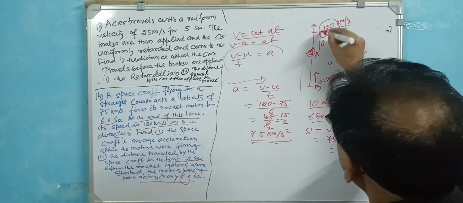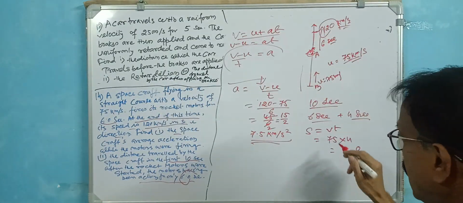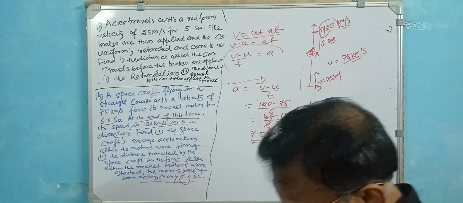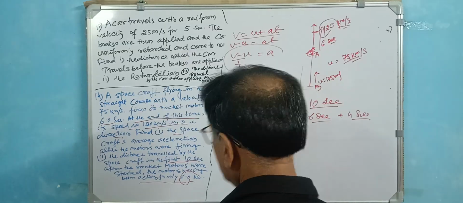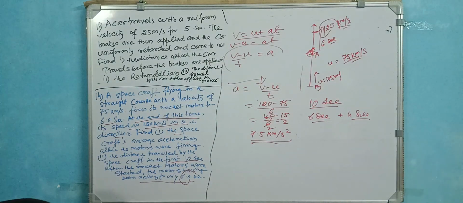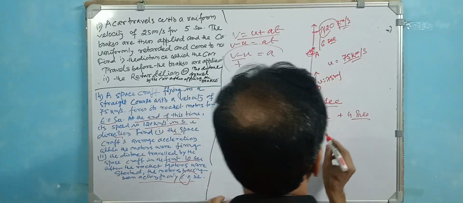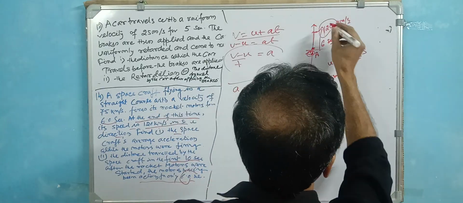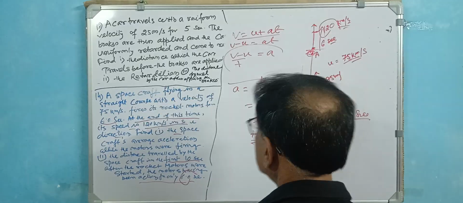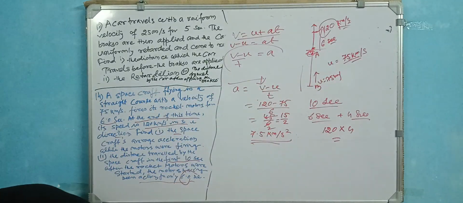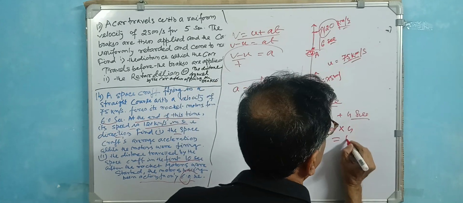In that case, this is for this, and this is for this. So you write in this way. So this is S is equal to Vt. From here, this is the 120. So 120 into 4, that is 480 kilometer.